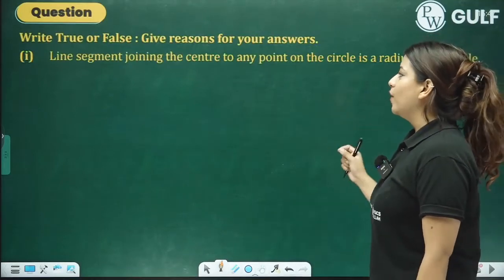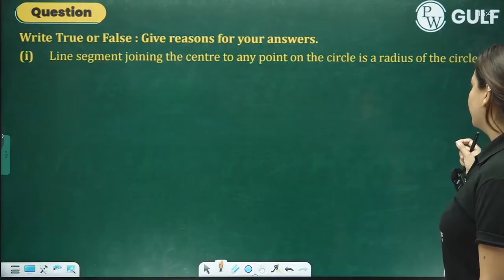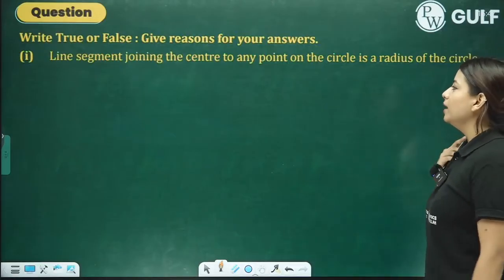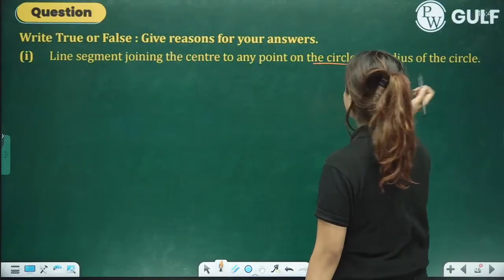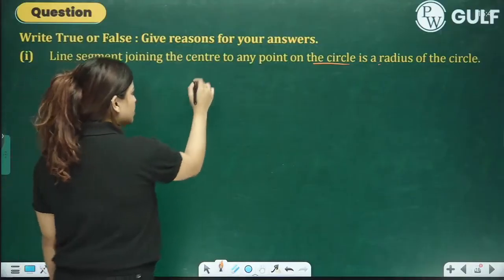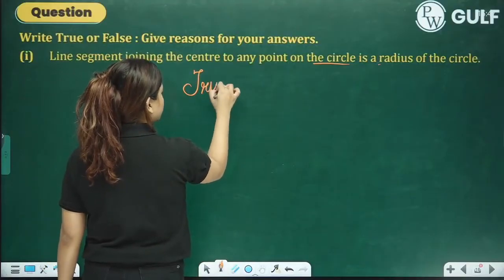Next is true and false. Line segment joining the center to any point of the circle is the radius of the circle. So line segment joining the center to any point on the circle is the radius of the circle. Yes, from the center to any part on the circle. So this is your true statement.